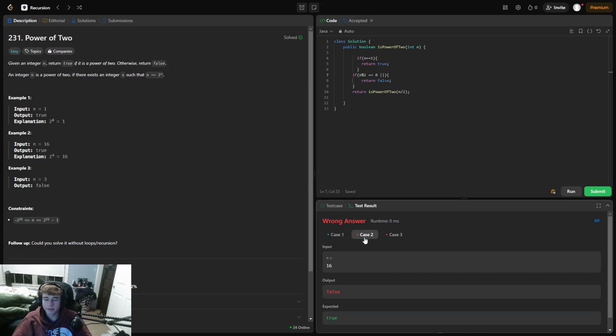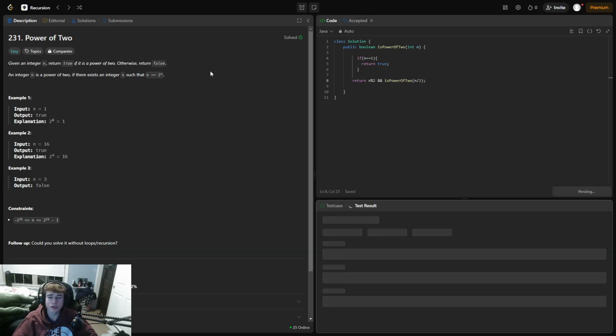So, 16. What this is checking is... actually, we're not going to try, I was trying to make it simpler for you guys, but I'm just going to go right to the proper solution. This uses the AND operator differently.